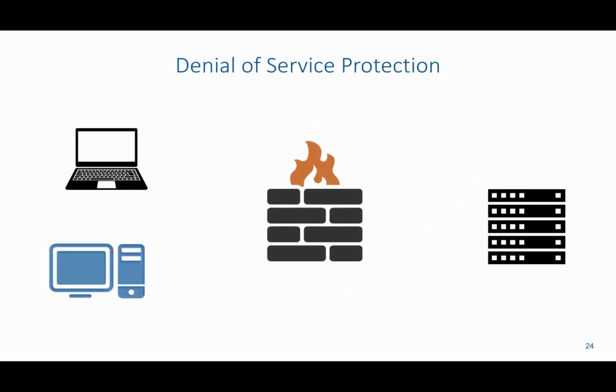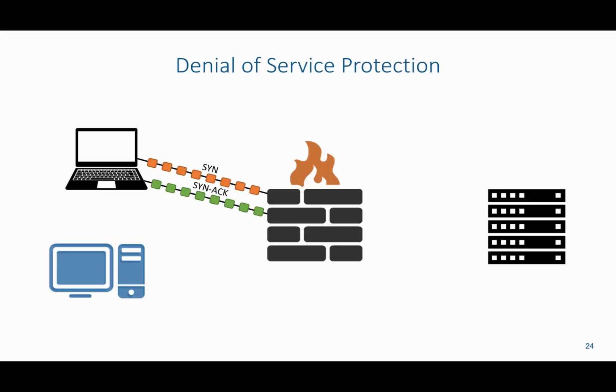Another part of a firewall's duties is to protect against denial of service. So let's say we have a hacker here that sends a SYN packet. The firewall will respond with the SYN acknowledge packet. Now, if the hacker is sending a ton of SYN packets, and the SYN acknowledgements are being sent back by the firewall, but we never get an acknowledgement back, then the firewall will know to drop those packets.